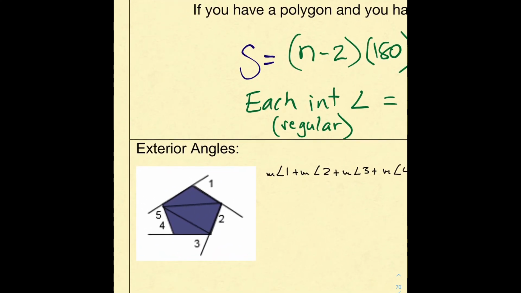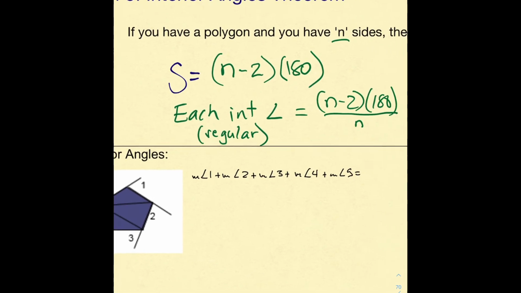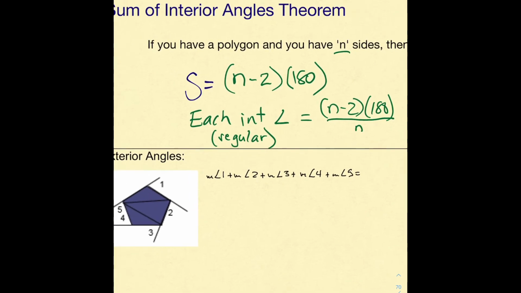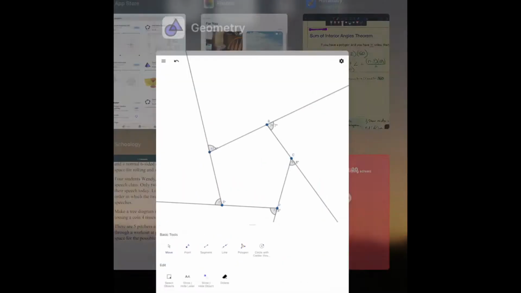Exterior angles. So if we take a polygon, here I've got a pentagon, and I add up all the exterior angles on a pentagon, no matter regular or non-regular, whether they're the same or not, oddly enough, there's no formula. It's just a constant. And the theorem will say the exterior angles will add up to 360.